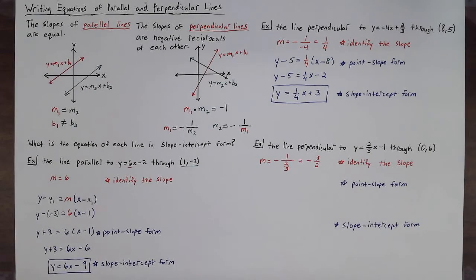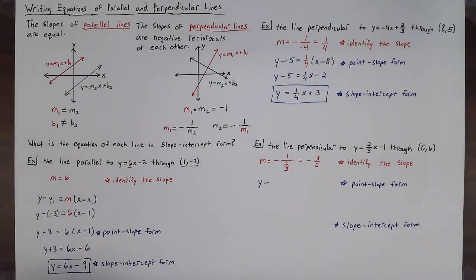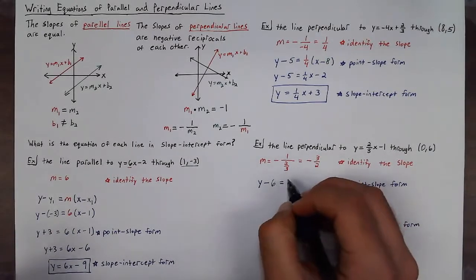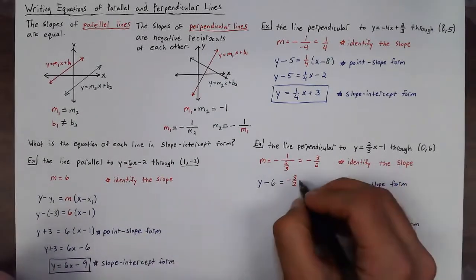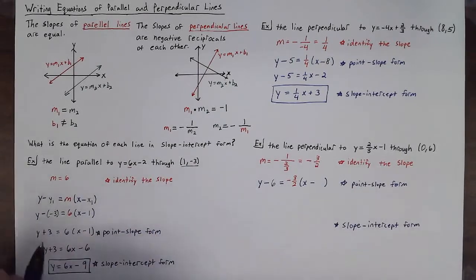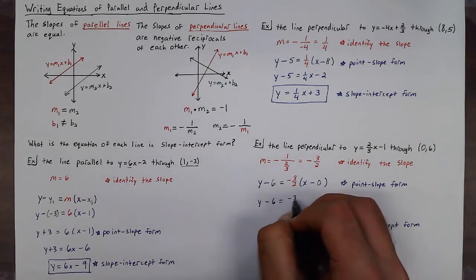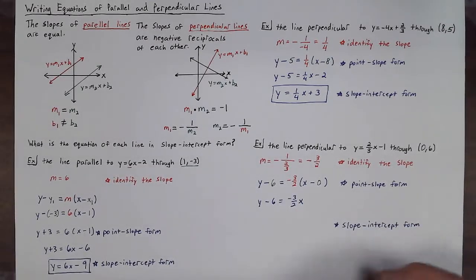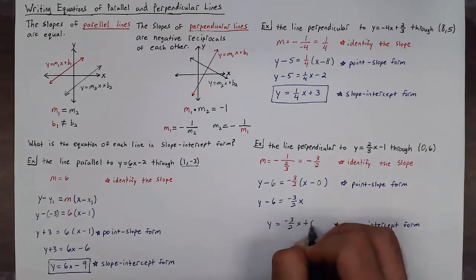Now when I go to put this in point-slope form, I have y minus 6, this is my y1, is equal to negative 3/2 times x minus 0 in this case. When I go to simplify, it's not so much that I have to distribute the negative 3/2, but rather just leave off the 0 and write this as y minus 6 is equal to negative 3/2 x. And then put it in slope-intercept form. I add 6 to both sides, giving me y is equal to negative 3/2 x plus 6.